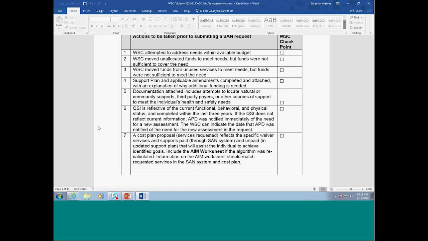If a consumer is changing anything that's going to change the algorithm, for example, they're changing their living setting, going from family home to group home, or from family home to supported living, or if they're about to turn 21 and you're submitting a SAM for aging out, those are the types of things that are going to change the algorithm amount for the consumer. And so anytime the algorithm amount changes, an AIM is required.